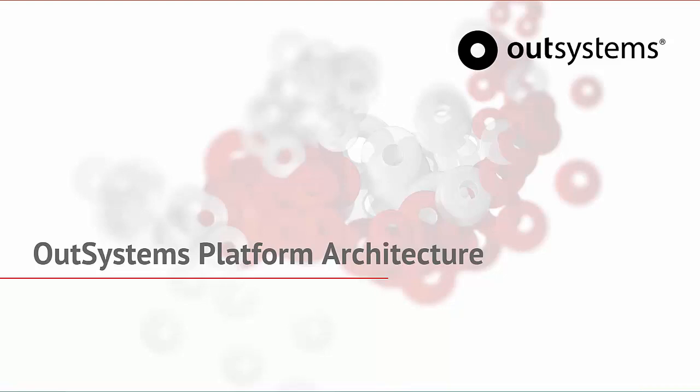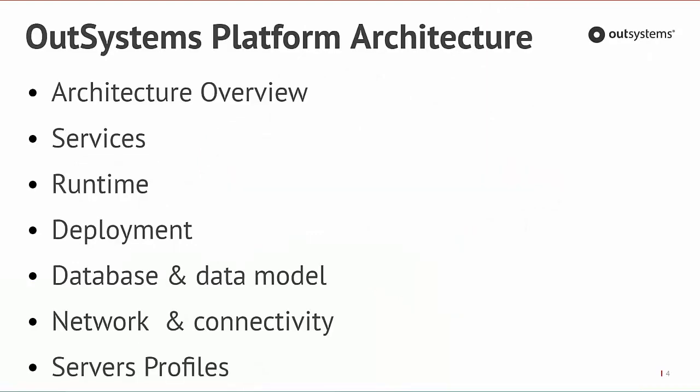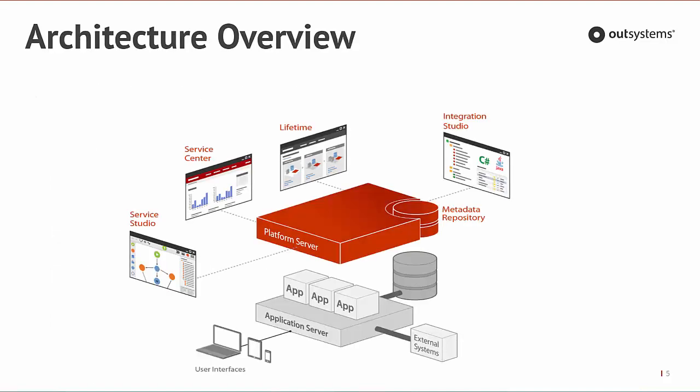So going forward with OutSystems Platform architecture, we'll have a short overview of the architecture, the main services involved, what is required at runtime and at deployment, and the database and its data model, and how to address network and connectivity concerns. Finally, we'll show some of the server profiles that are relevant for the architecture, and we'll go from there.